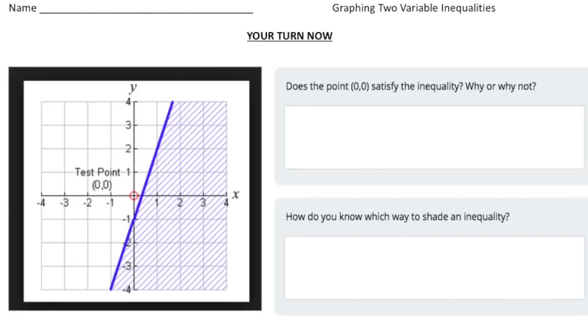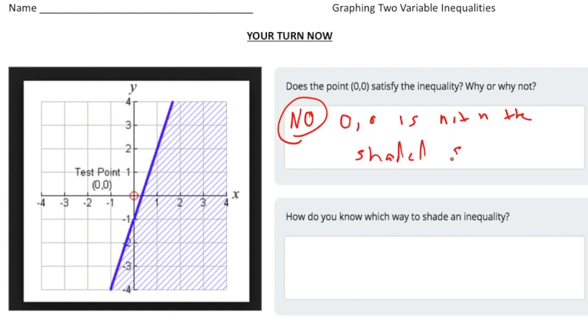All right, welcome back. Let's see how you did with these practice problems. For the first problem, we have a graph, and the question is, does the point (0, 0) satisfy the inequality? Why or why not? Here we have a solid line, and all the values that are shaded are our solutions. If you notice, (0, 0) is not in the shaded region, so the answer is no. (0, 0) is not in the shaded region or section.